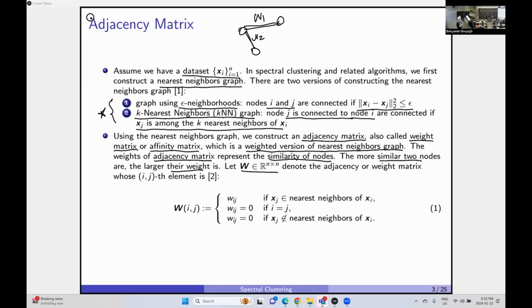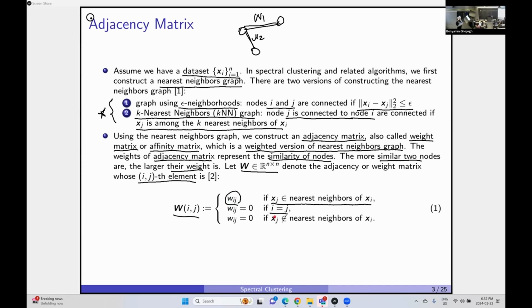Let W be n by n. Do you agree that the adjacency matrix should be n by n? N is the number of points. Because we need to see which points are connected to every other point, right? Or not. N by n. So it's the ijth element, ith row, jth column. If xj is one of the nearest neighbors of xi, then we'll have the weight wij in that element.